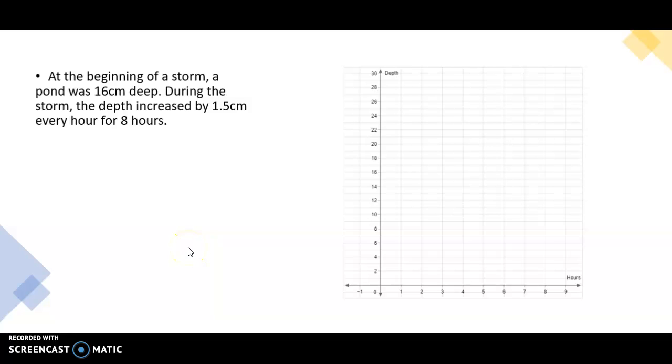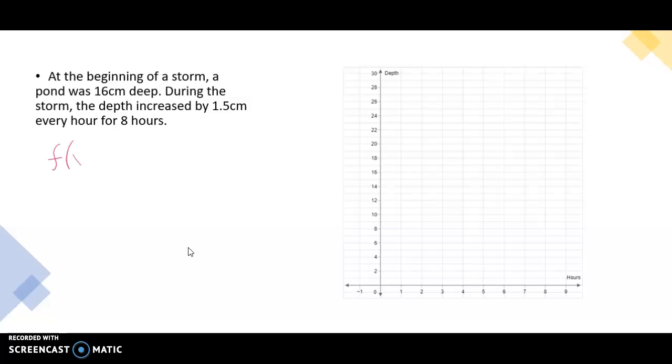With linear functions, you're going to get lots of story problems, so let's walk through one. So we've got, at the beginning of the storm, a pond was 16 centimeters deep. During the storm, the depth increased by 1.5 centimeters every hour for 8 hours. All right, so first off, let's write this as a linear function.